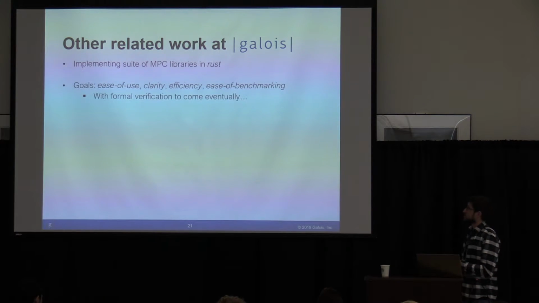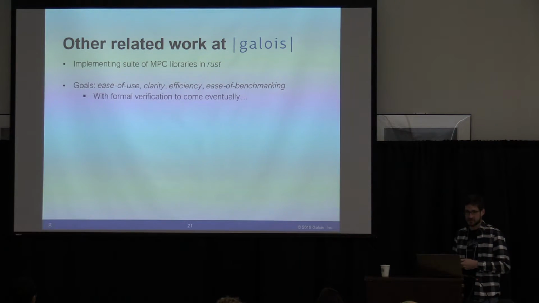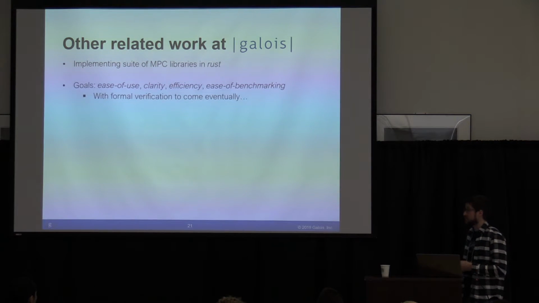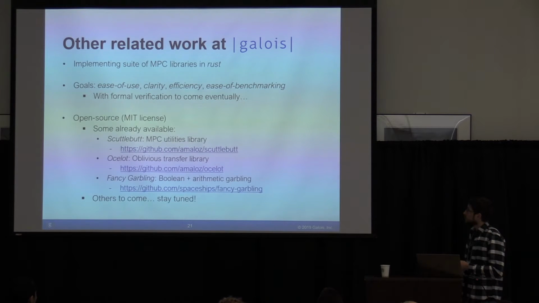And because we're using Rust separately at Galois, we've been looking into formal verification of Rust code. So ideally, we'll push in a direction where we can formally verify these implementations. As I mentioned, we'll be making these open source. A couple of them are open source already.